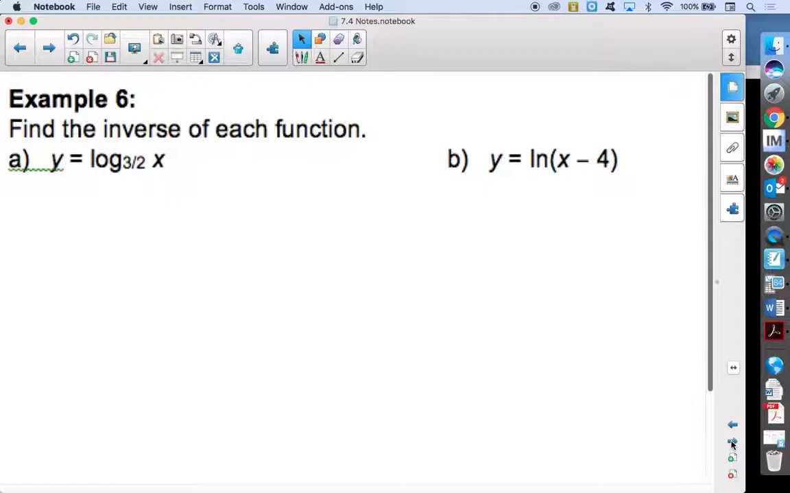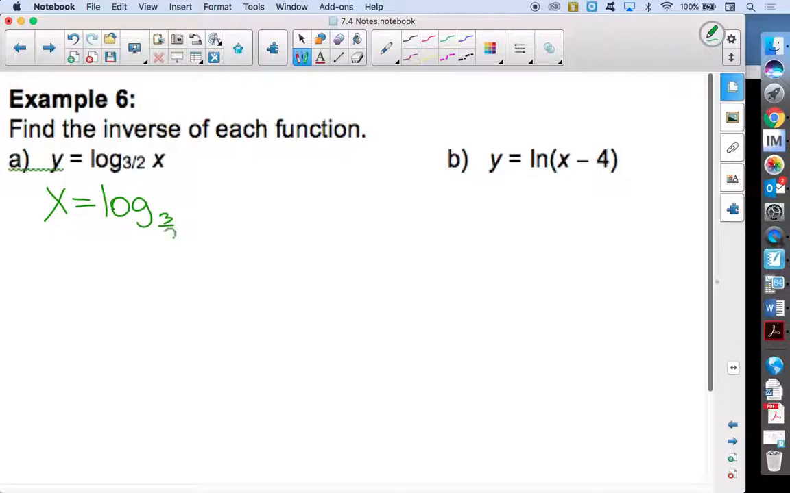Multiplication is the opposite of division. Adding is the opposite of subtraction. So if I have an x and a y and we want to find the opposite, we can switch that x and y. So now it's x equals log base 3 halves of y. So that's the first step. Switch it. Do the opposite. Flip your x and y.